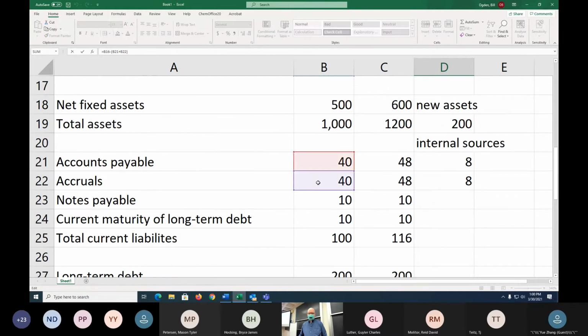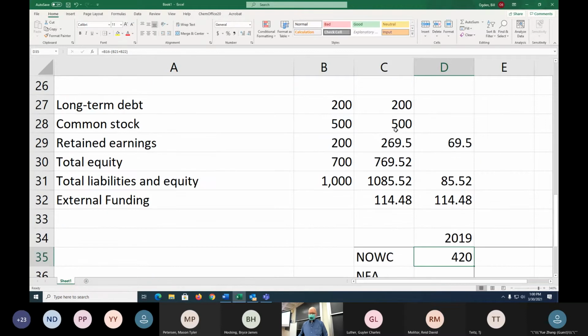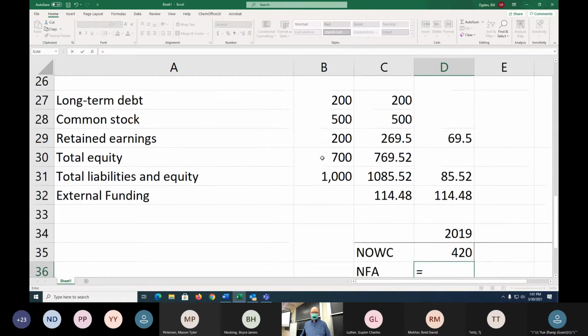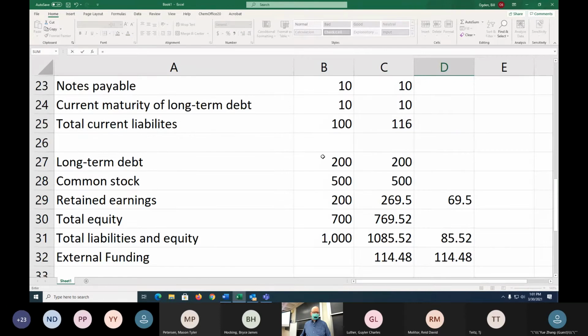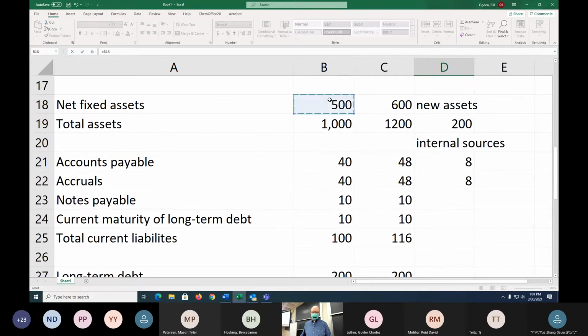So let's do this again. It is the 500 minus the sum of 40 and 40. That didn't feel right. Now I know why. Okay, see if I can do net fixed assets right. Right there, 500.